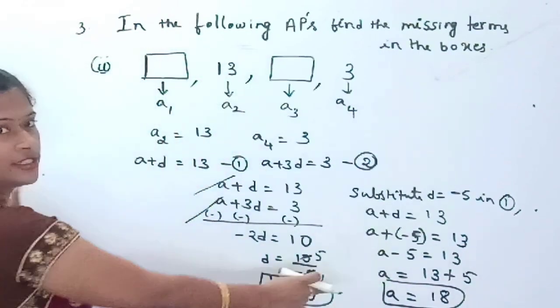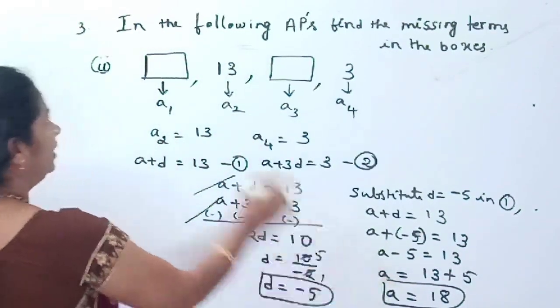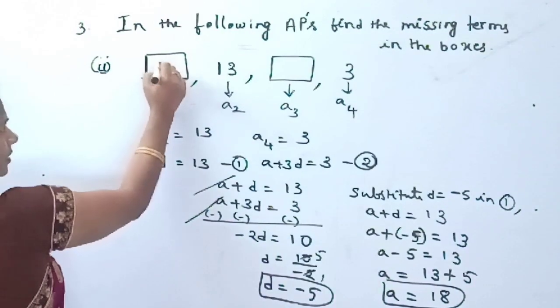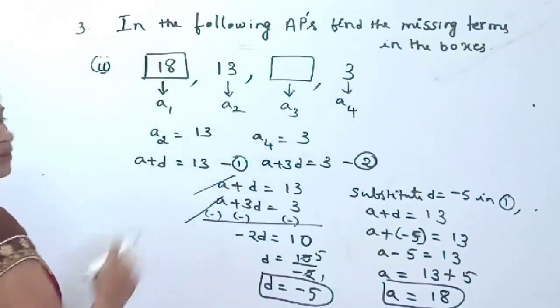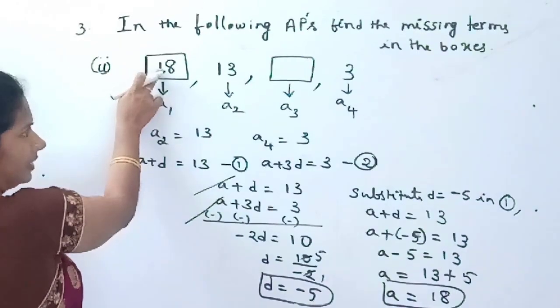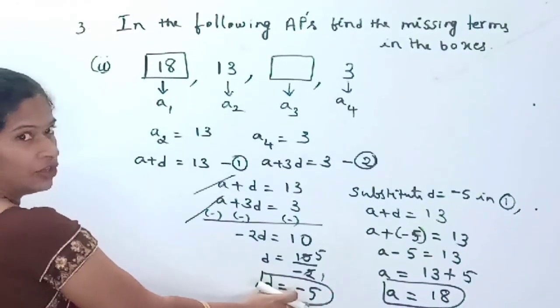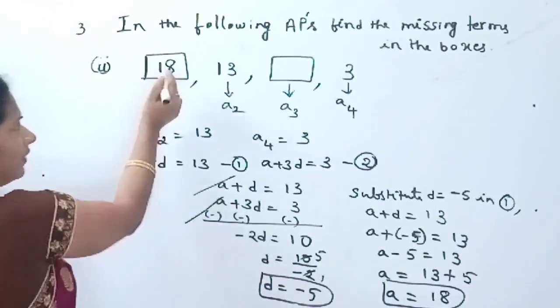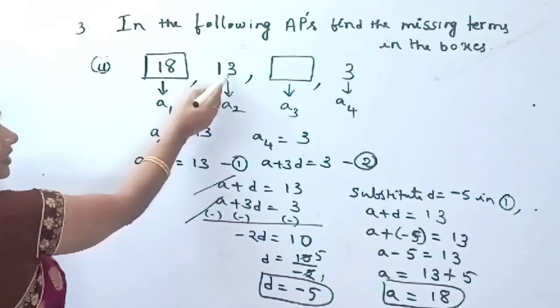So what is the first term, children? A is 18. So please put 18 in this box. Got it? What is the first term? It is 18. So what is the common difference we got, children? It is minus 5, isn't it? Let us check. See, 18 minus 5, yes, 13.